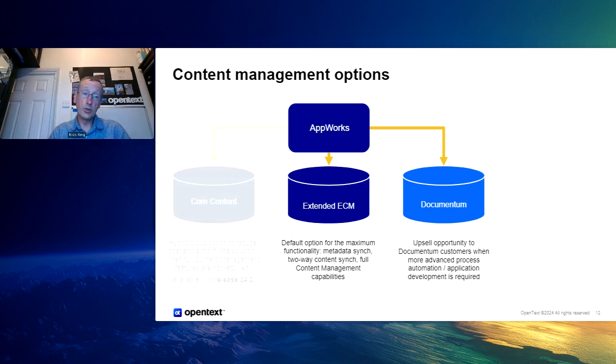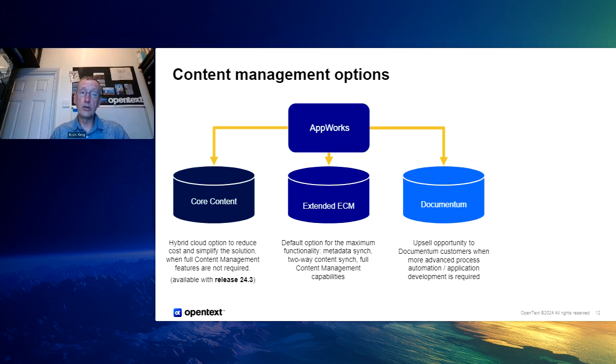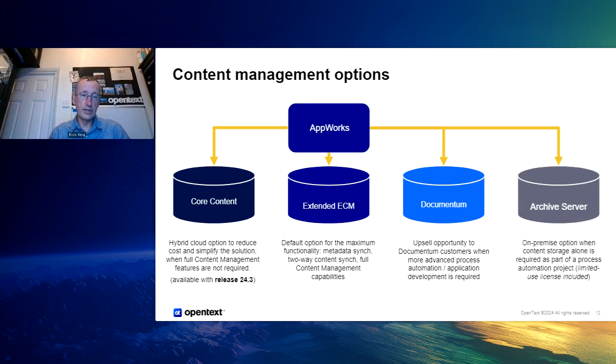We can also integrate with Core Content for a kind of hybrid approach. So if a customer wants some basic content management, but they don't want to pay for or deploy another full-scale content management solution, they could subscribe to Core Content and hook that up to AppWorks, either running on-premise or in a cloud environment, to give you that hybrid cloud environment. And that's now available as of the 24.3 release of AppWorks. You'll find I still end up calling it AppWorks and Process Automation interchangeably.